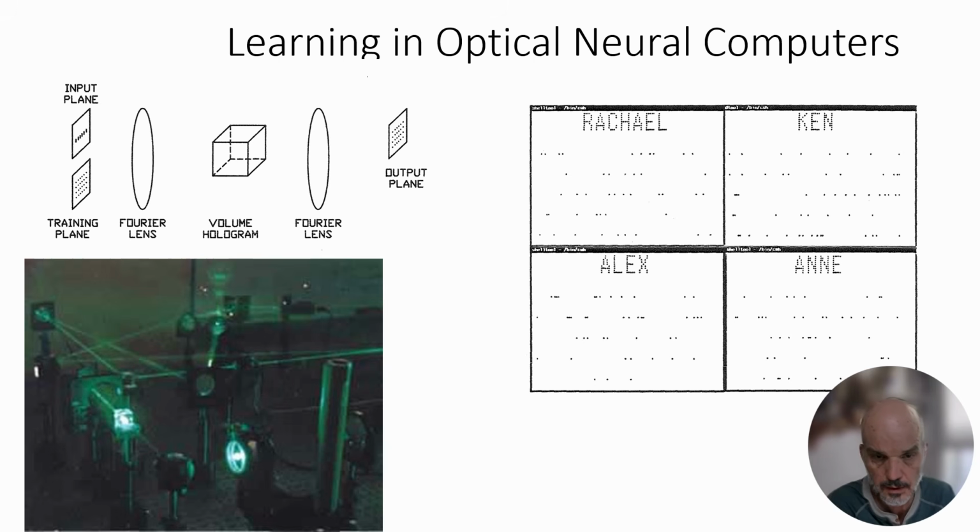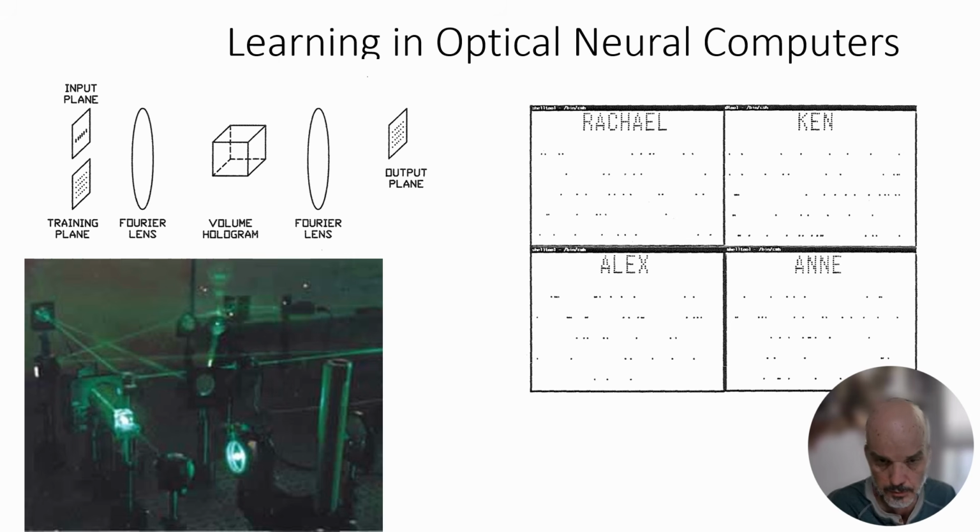The figure at the lower left is a photograph of a system using a liquid crystal light valve, which is in the foreground there, to input patterns that were then recorded, and then here are names that are recorded with associations that are recorded with codes to try to build a Hopfield memory.